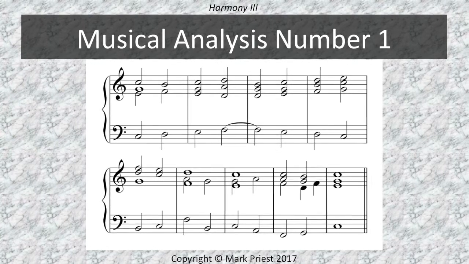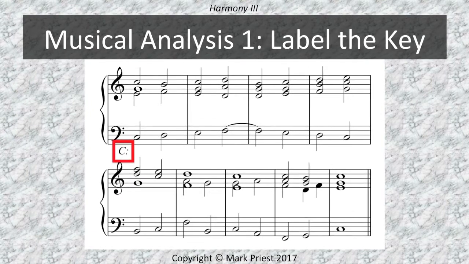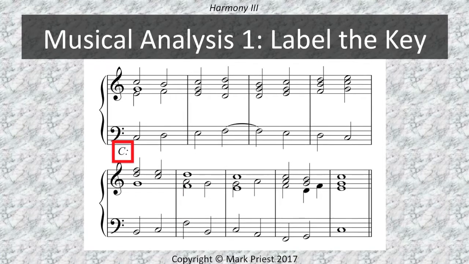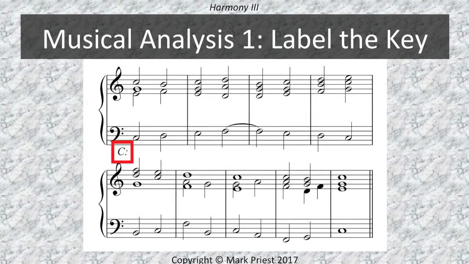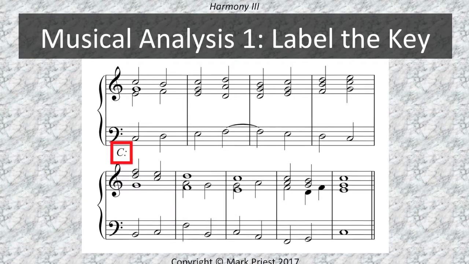Now that that's out of the way, the first thing you have to figure out is what is the key of the progression according to the key signature. Write the letter name of the key below the staff, next to the bass clef sign.